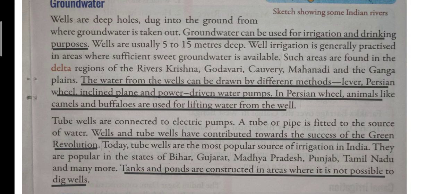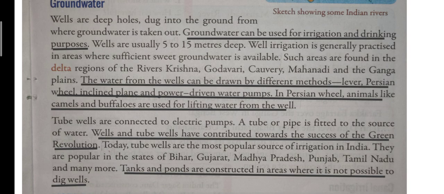Now the farmers don't have to travel long distances to bring water. And as a result, what has happened? As a result, Green Revolution has taken place. Now, what is Green Revolution? So, children, Green Revolution was a time when there was increased production of crops in India. Increased production means farmers started growing more and more crops because water was always available. That is why, children, wells and tube wells are very important for farming or for agriculture.